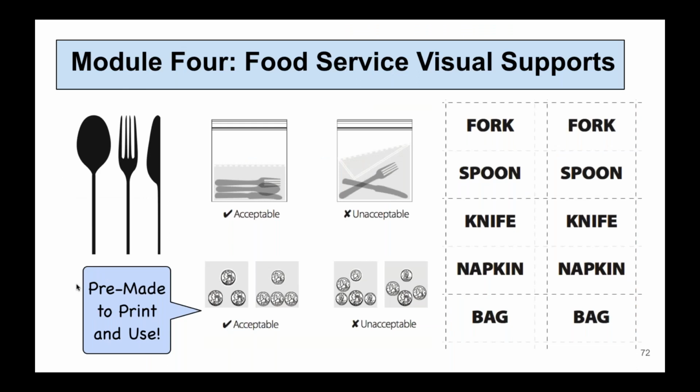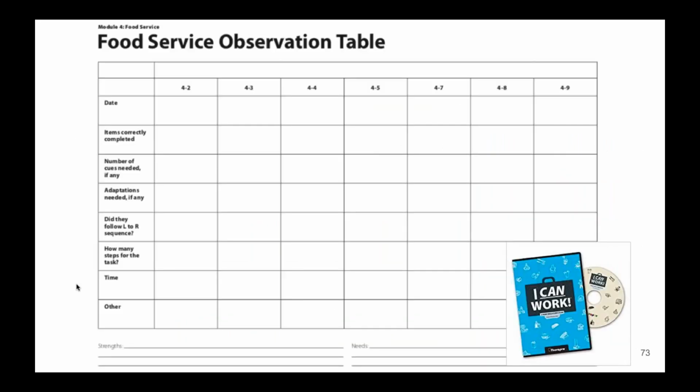Continuing with the visual supports, every module, including module 4, has visuals to print out and show the expectation for this task. This is acceptable work, this would be unacceptable, and they're all pre-made and ready to just print and use. And continuing with that data tracking process through this observation table. Again, utilizing it a year or maybe twice a year to really compare that data, or over 2 to 3 years, depending on the individual you're servicing and the time frame you're servicing them for. ICore work can really be tailored to their needs.